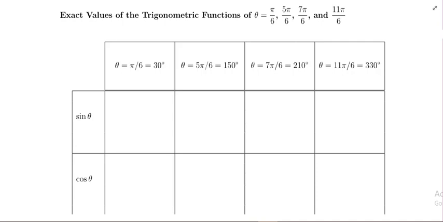We're going to talk about how you would find the sine of pi over 6, the cosine of pi over 6, the tangent of pi over 6, and so on. And we're going to learn how to do this for all the angles on the unit circle.